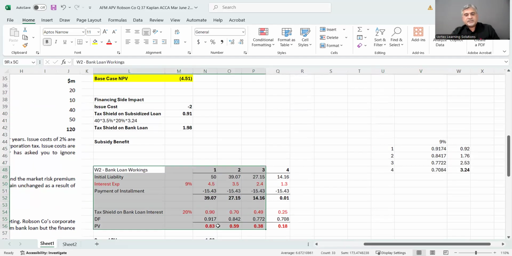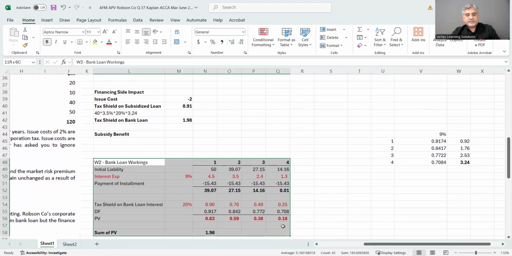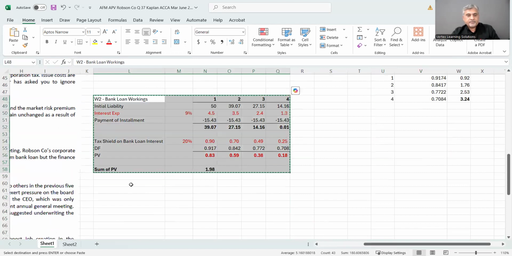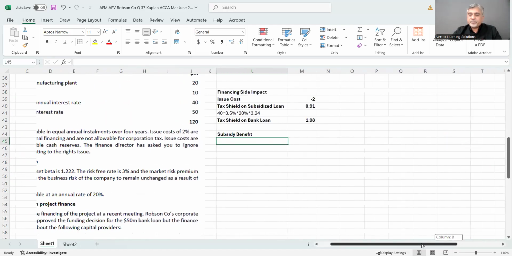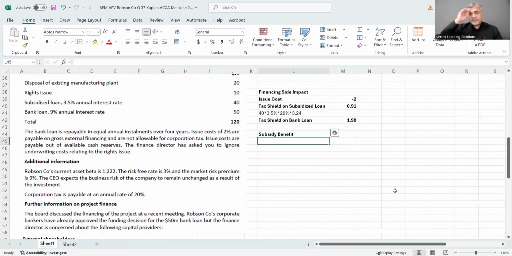Now, let me take it down a little bit so that we have a clearer screen. The last calculation I need to do is the subsidy benefit. How much is the subsidy benefit you are getting? It will be calculated based on how much subsidized loan you are taking. Your subsidized loan is 40 million, and you are making a saving on the interest payment.